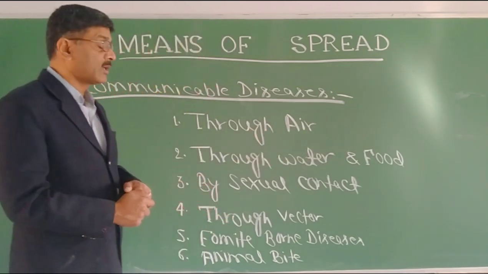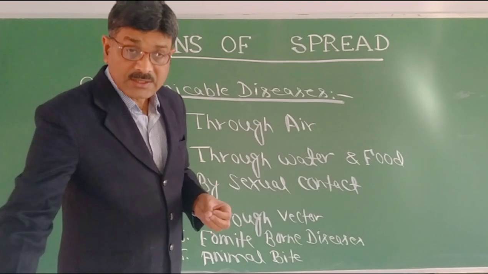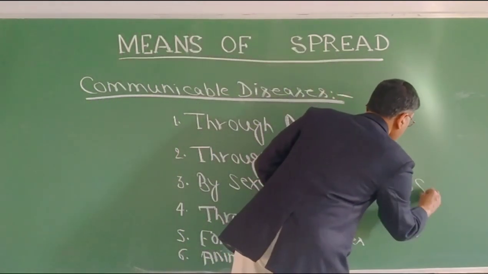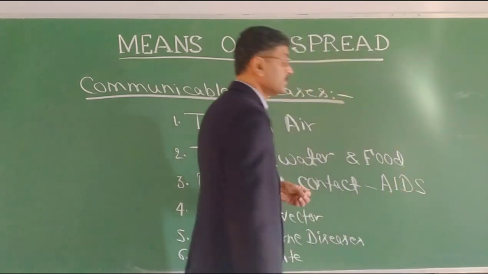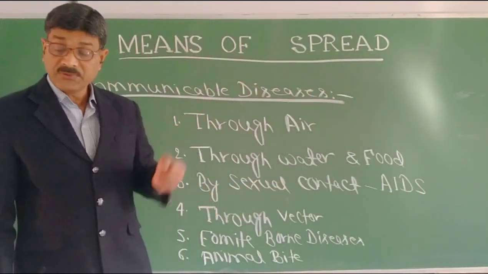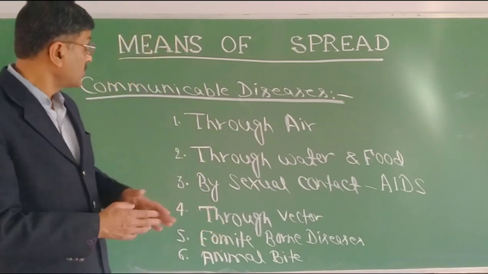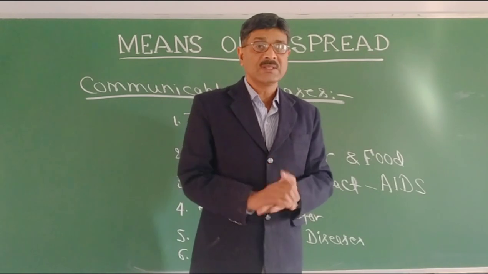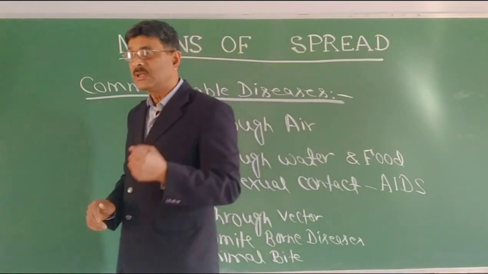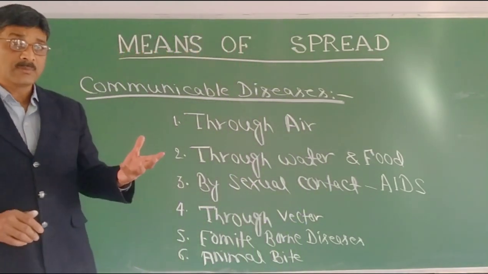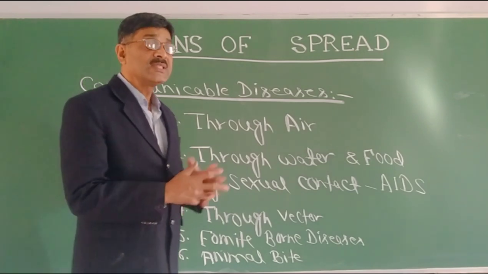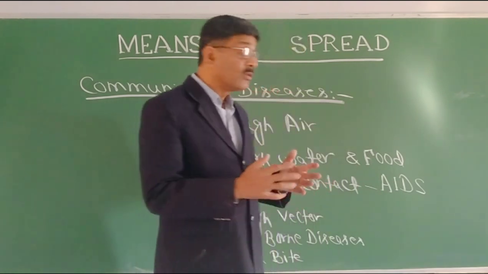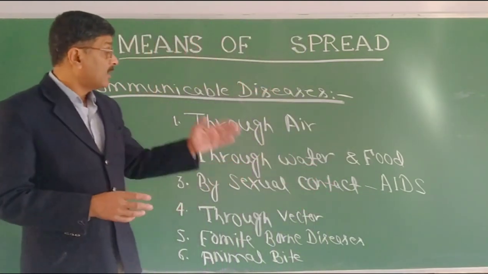By sexual contact, we have heard the term HIV or the disease AIDS, acquired immunodeficiency syndrome, which are spread through sexual contact. That means when a healthy person comes in contact with a diseased person sexually, through physical intimacy, physical relationship, only then these diseases are spread, like gonorrhea, syphilis, AIDS.